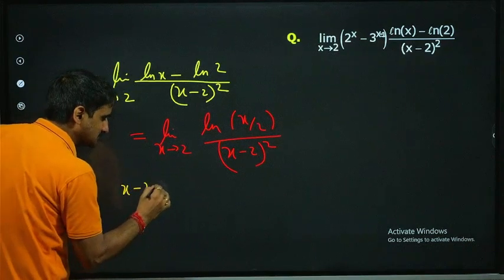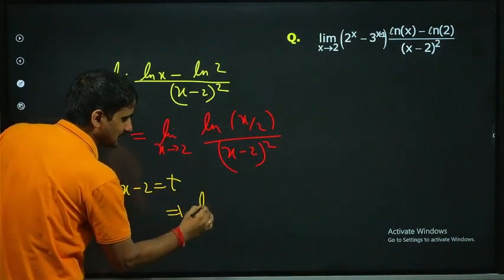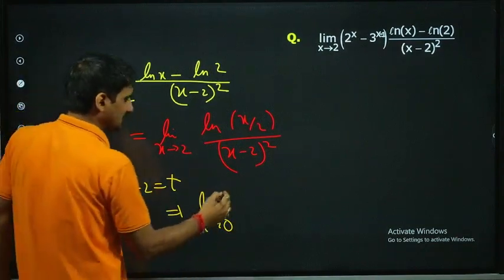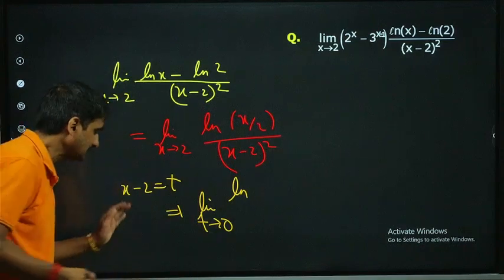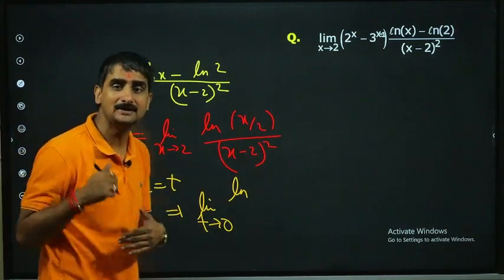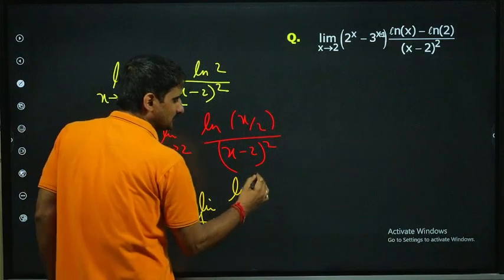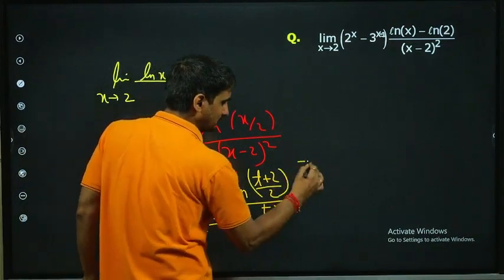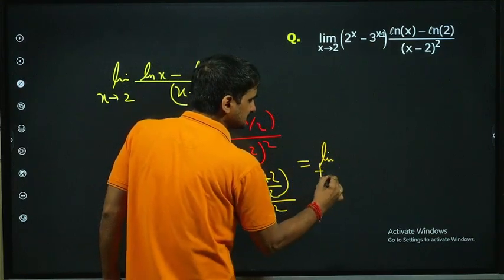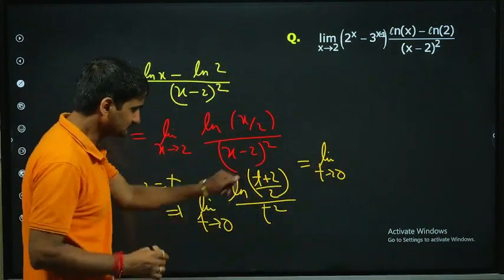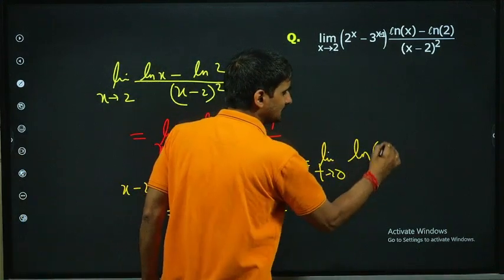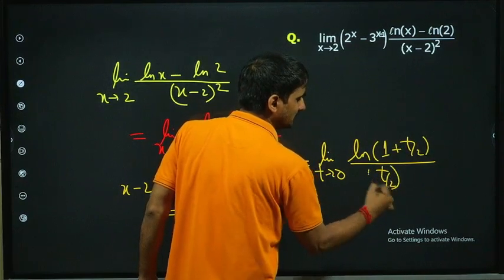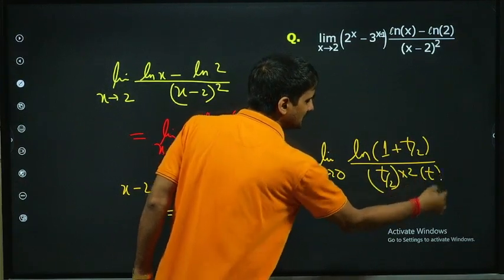Let x minus 2 be t, so that means I can write it as limit as t approaches 0. Then, as x minus 2 is t, I can replace x by t plus 2, so (t plus 2) over 2, by t square. So what is it? Limit as t approaches 0, this is nothing but ln(1 plus t by 2), now we got the form, so into 2 into t here.